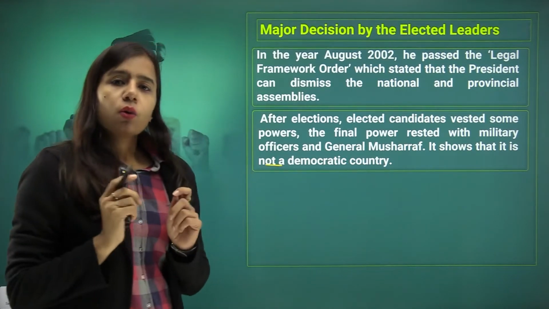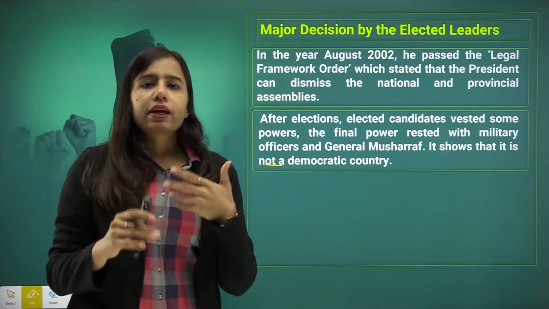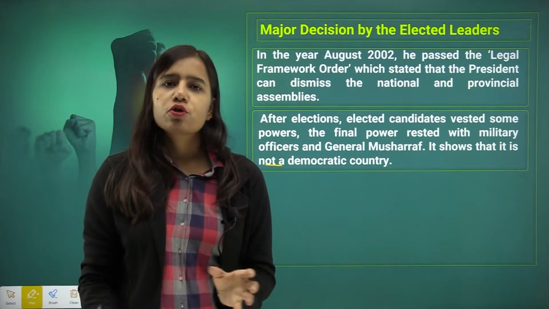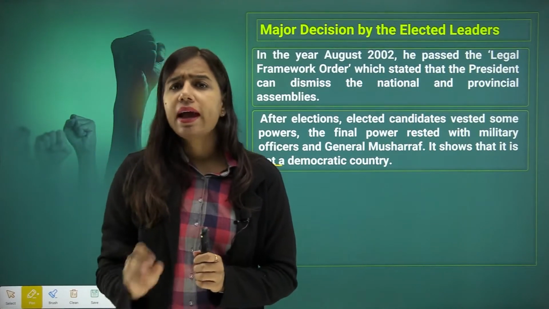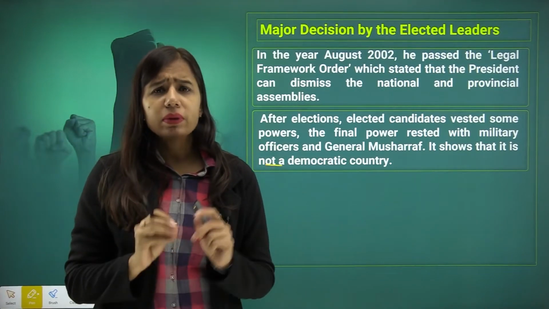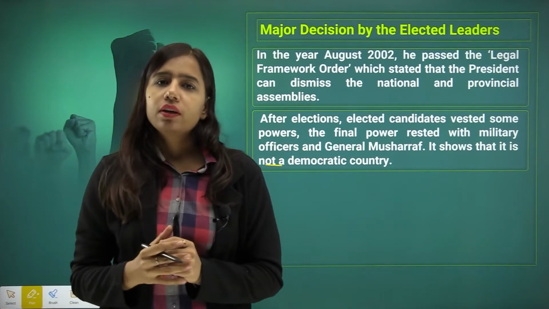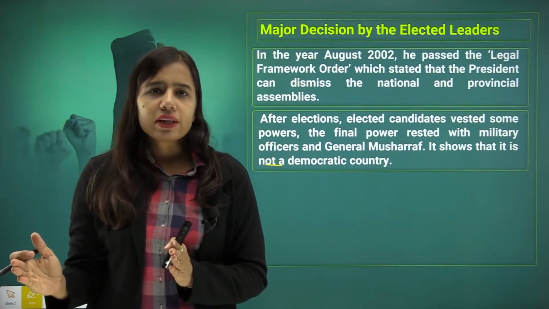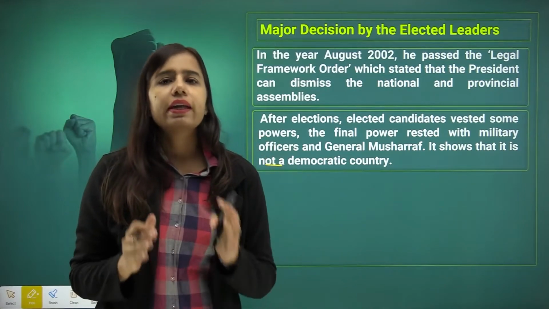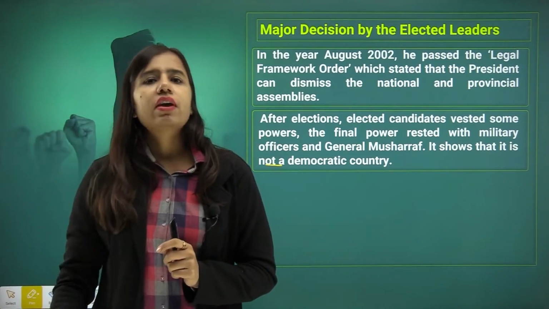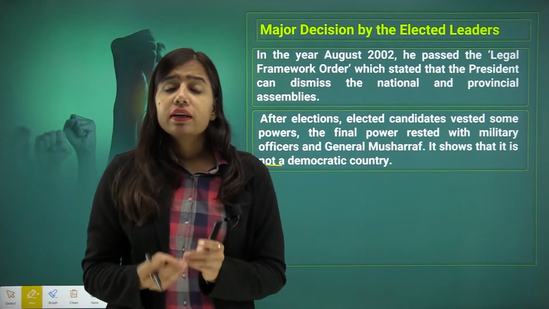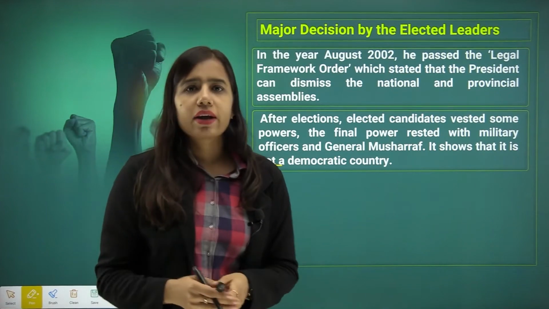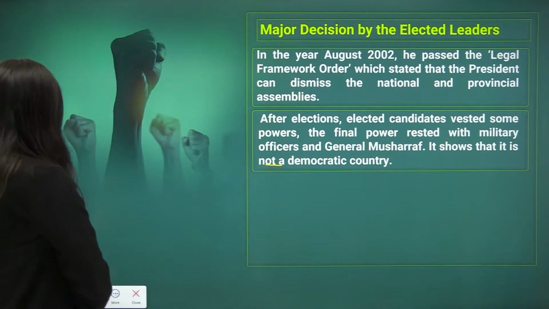All right? So what I am trying to tell you here is that in a healthy democracy, all the major decisions should be taken by the elected leaders only and not by some military rulers, military leaders or some other people, right? So in a healthy democracy, people should choose their own government and that government should take all the major decisions for the welfare of the people. What is important here? The government should take the decision for the welfare of the people. All right, so this is one of the features of democracy.